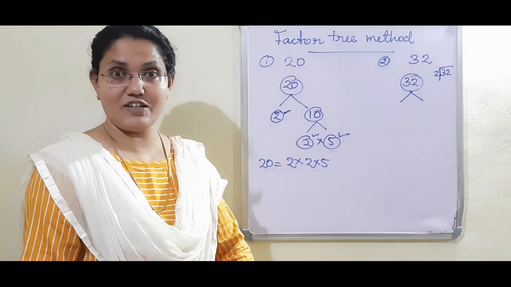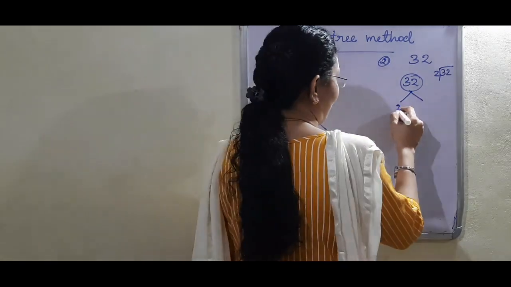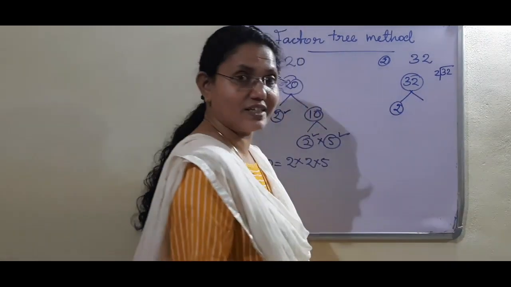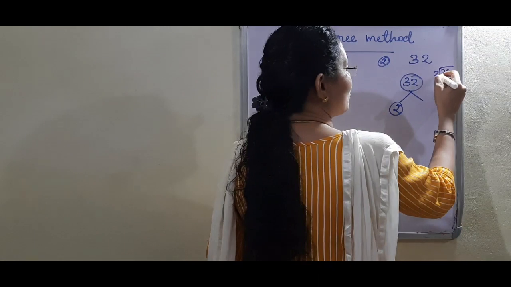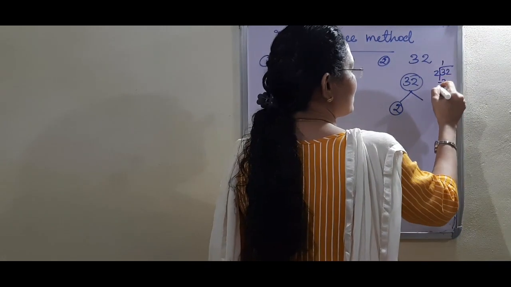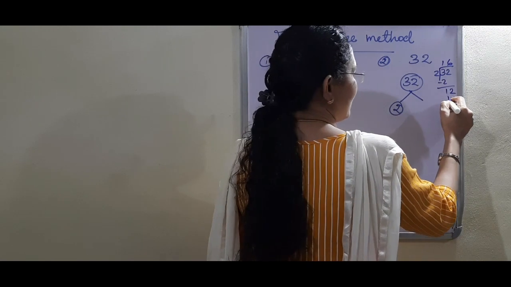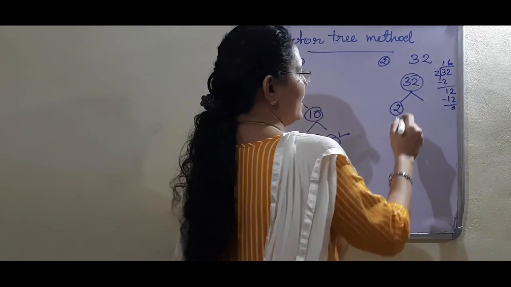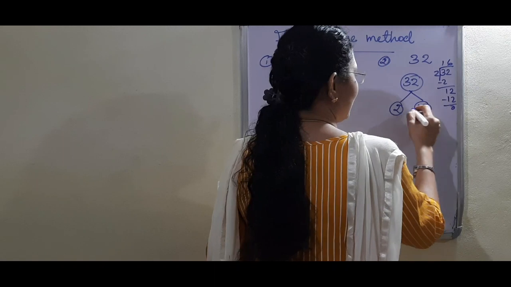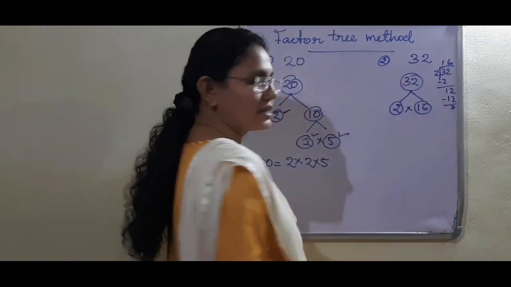32 is an even number, so that we can take one factor as 2. How to find the other factor? Divide 32 by 2. 2 in 3, 1 time. 2 subtract 1, 12, 6. 6 into 6 2s are 12, subtract 0. Now the other factor is 16. 2 into 16 is 32.